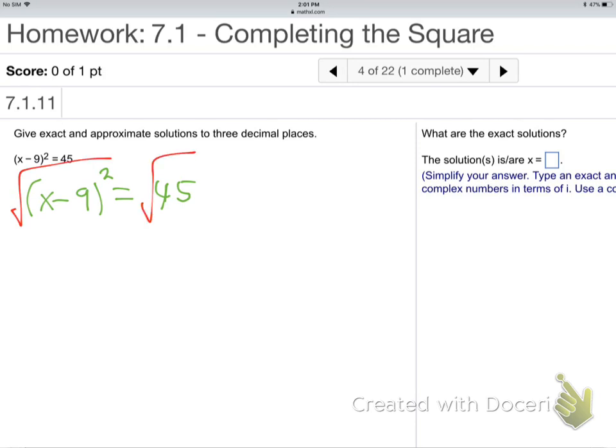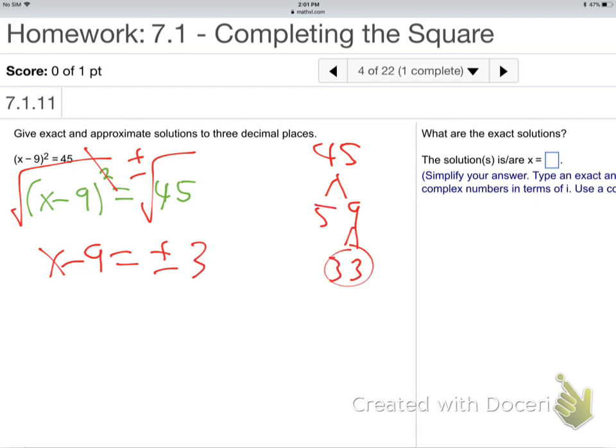Roof on the house, up and down the ladder. Good. Rooting cancels squaring. And 45, break that down, that's 5 times 9. 2 3s, so 2 3s in, 1 3 out. We good there so far? And then x, what's the last step to get x alone?